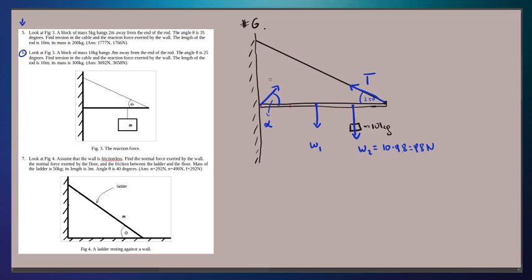And I'm going to call this not the normal force, because it is not perpendicular to the wall, but the reaction force, R. So there's this R, which is the reaction force. And the problem itself asks to calculate the tension and the reaction force exerted by the wall. So we want to find these two.